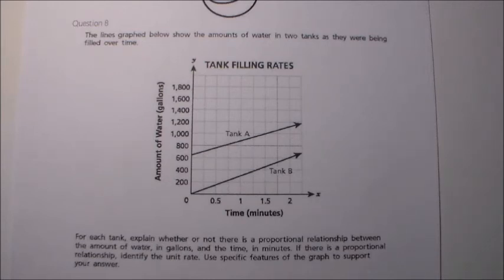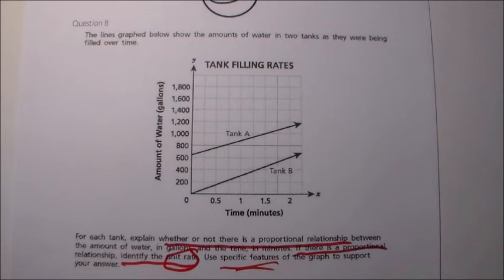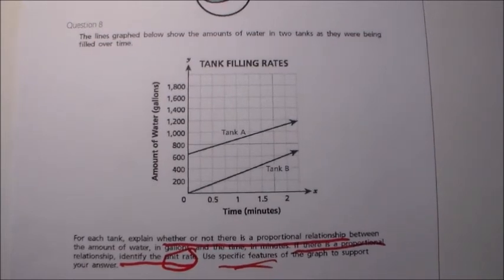Okay, so when you read this question, you can't stop at the first part. You can't just stop at whether or not there is a proportional relationship. There's another part of the question. It says if there is a proportional relationship, identify the unit rates and use specific features of the graph in your answer. Well, you should always use specific features of the graph, but you got to remember to do both parts of the question. Do the complete question to earn all the points possible.